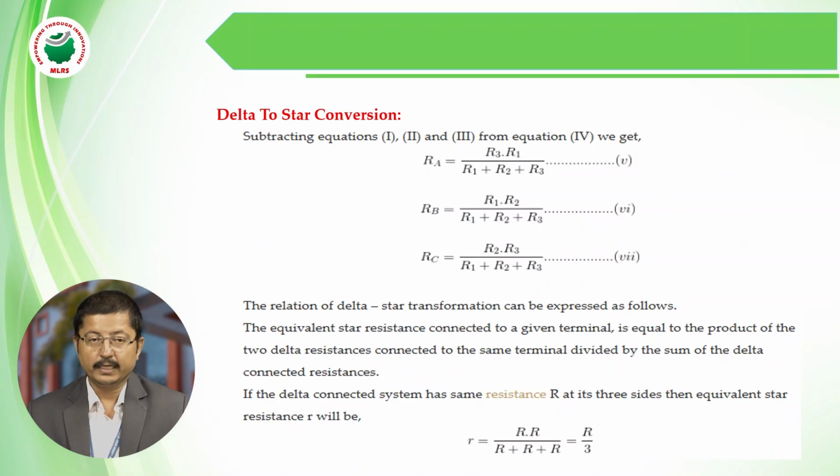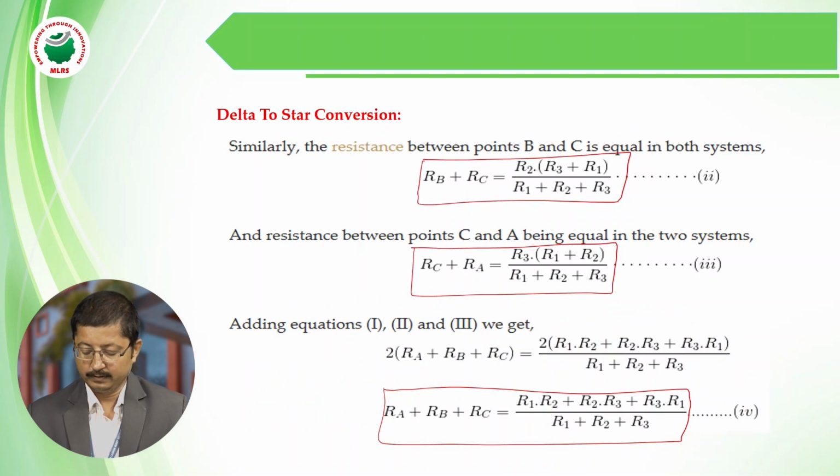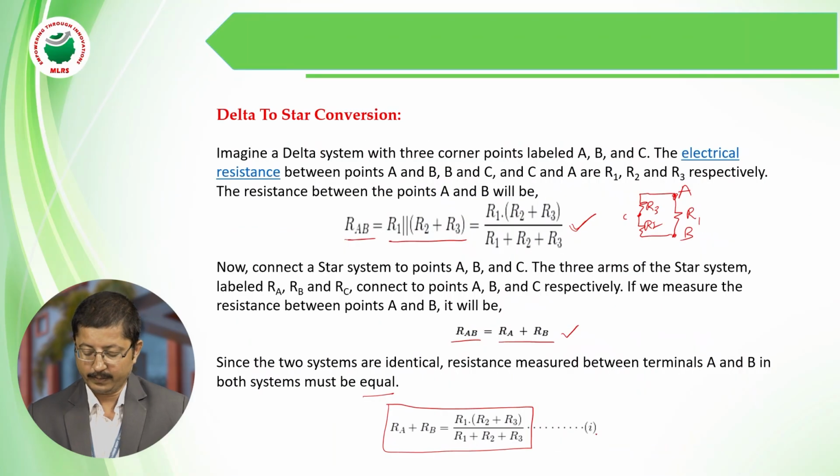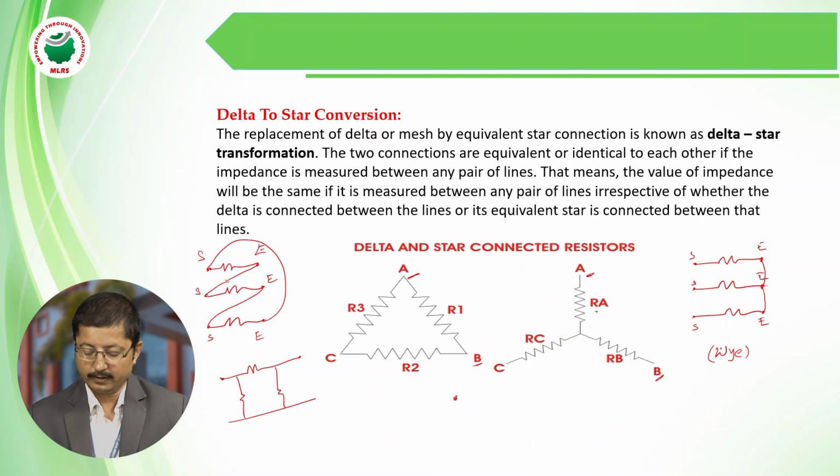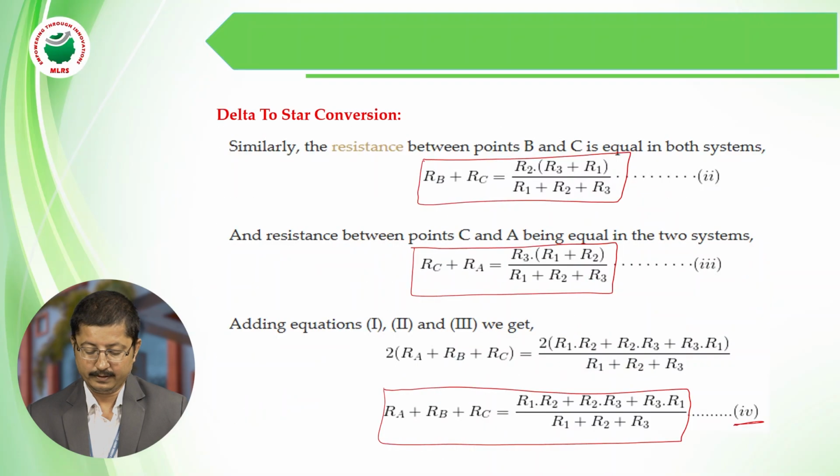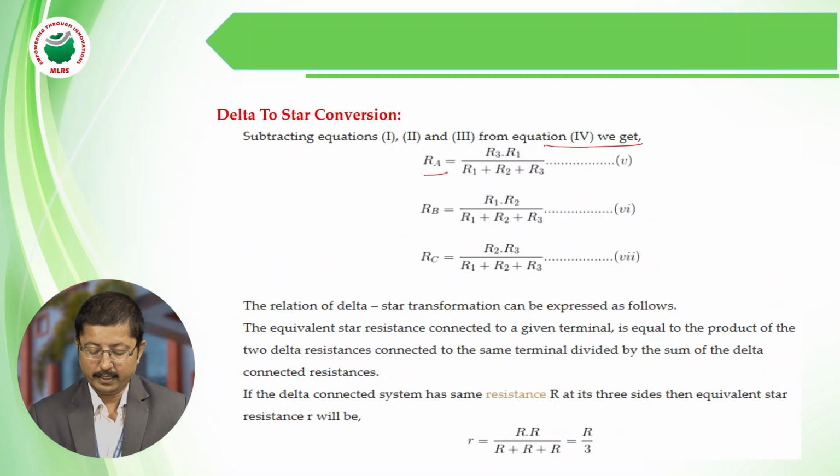If we subtract equations 1, 2, 3 from equation number 4, then we get RA, RB and RC. Then we get the values of RA, RB and RC, that is the equivalent star connection. So that is RA, RB and RC we get from delta to star connection.